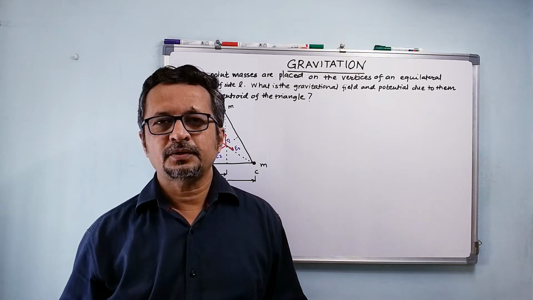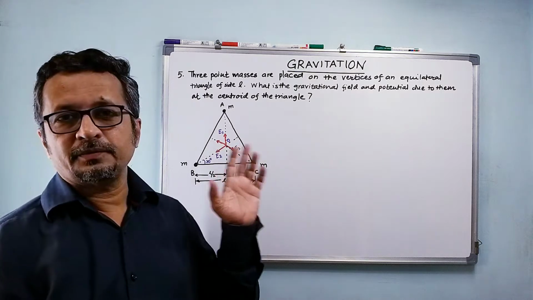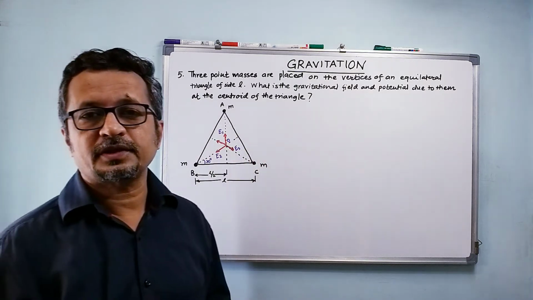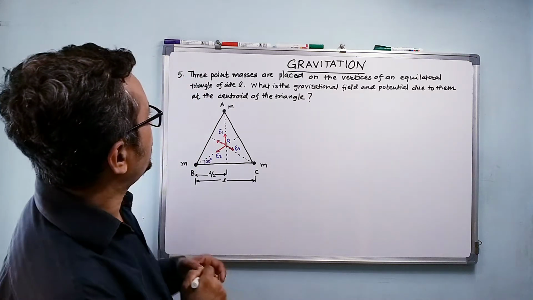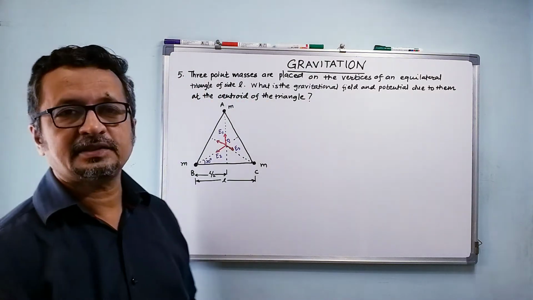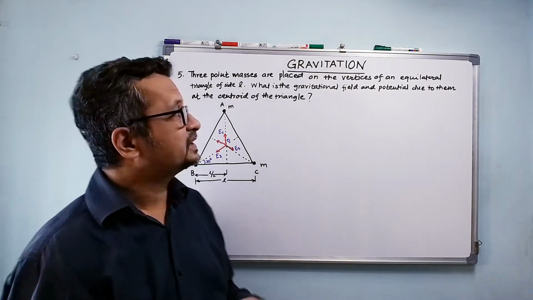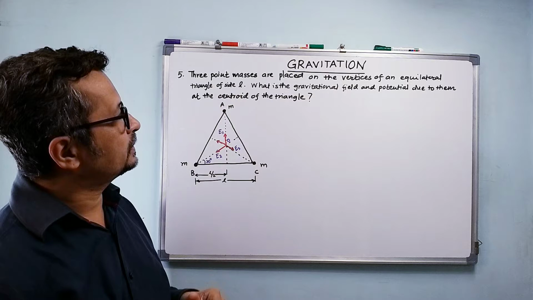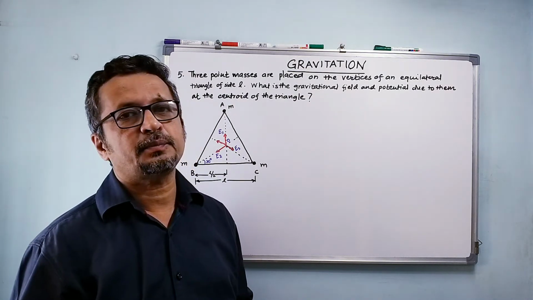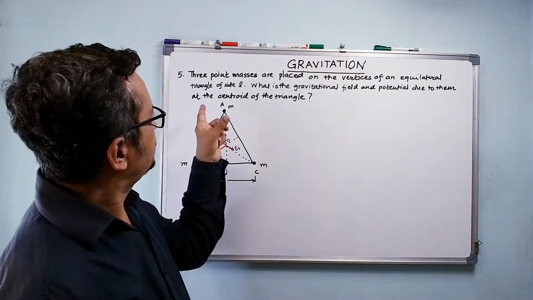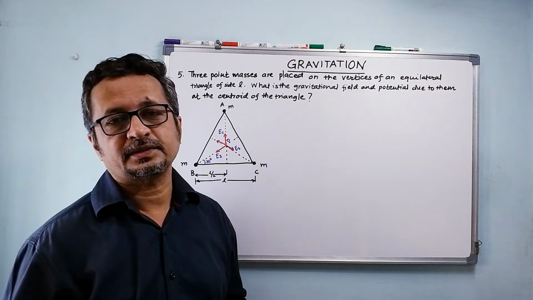Hello guys, now again one more numerical problem. This problem which I have selected is on gravitational field and gravitational potential. Let us read the problem out. Three point masses are placed on the vertices of an equilateral triangle having side L. We need to find the gravitational field and gravitational potential at the centroid due to these three masses.